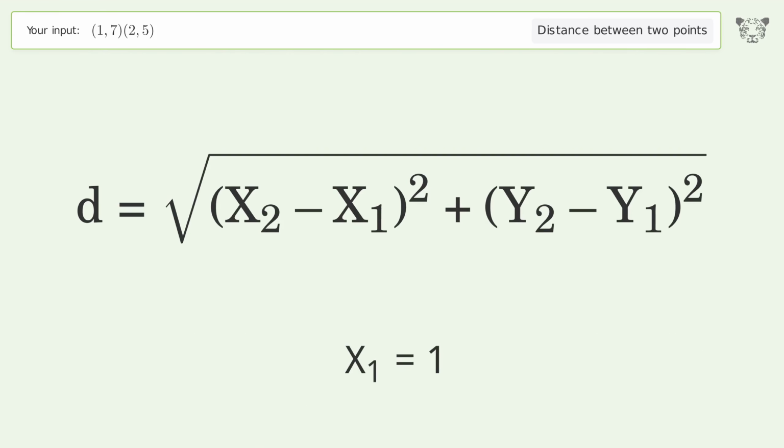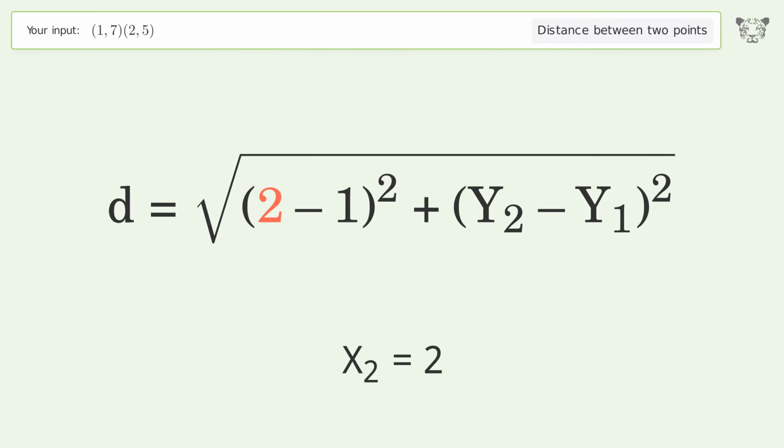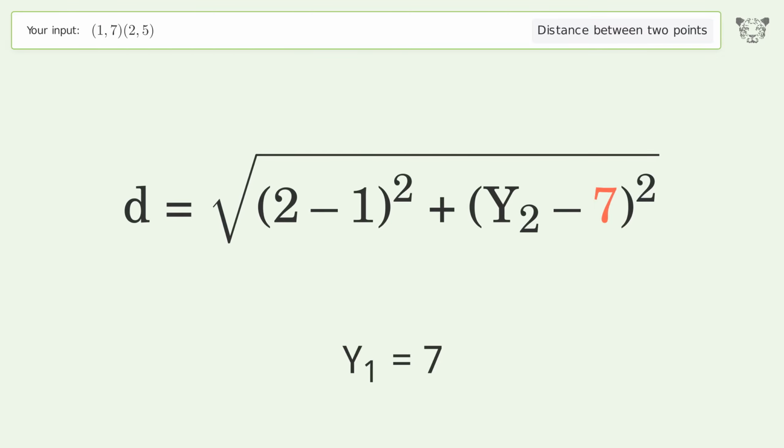x1 equals 1. x2 equals 2. y1 equals 7. y2 equals 5.